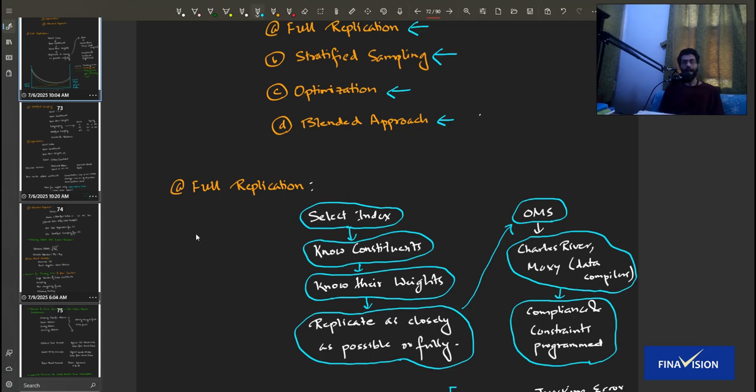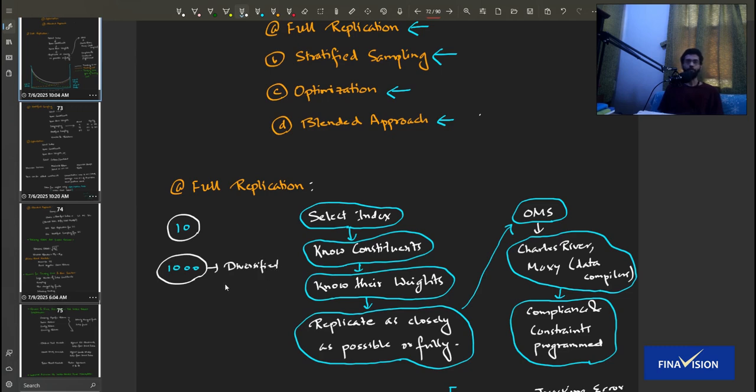Now, let's say an index has 10 constituents and another index has 1000 constituents. Which one is easier to replicate? Which one is easier to replicate, friends? Obviously, the one which has 10 constituents. And for the 1000 constituents, chances are that this is a diversified index, right?